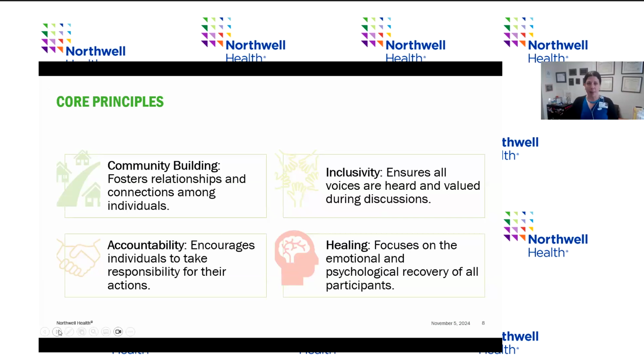So to introduce core principles, and it's so exciting to see that in the word cloud, I think all of these things have come up. Community building as a core principle is really at the foundation of restorative practices, because the idea is to foster relationships, foster communication, foster connections among individuals, because that serves as the basis of us being able to resolve conflict. If you think about it, in a relationship that's strong, that is built on trust, where you feel that you belong and you trust the other person, resolving conflict and having issues communicated is going to go much better. So that community building is really important.